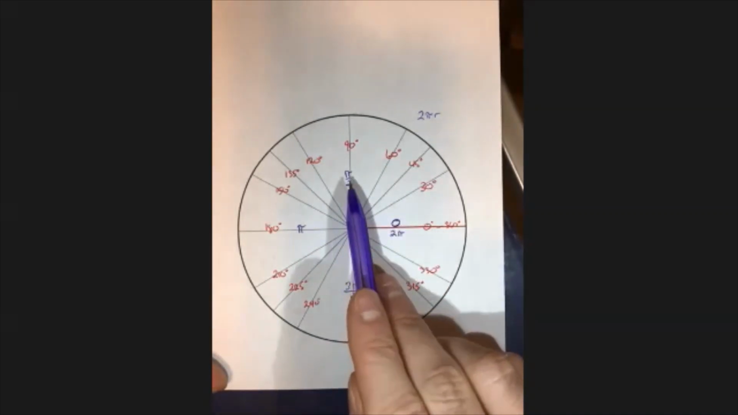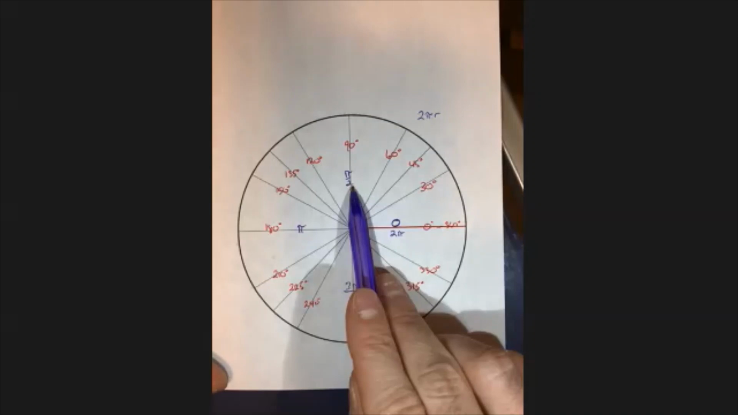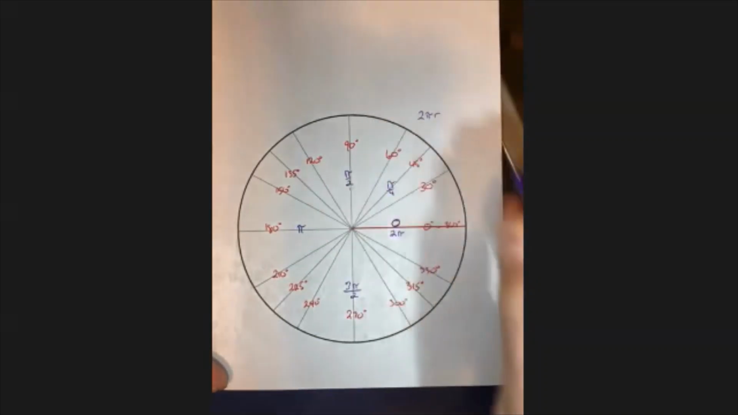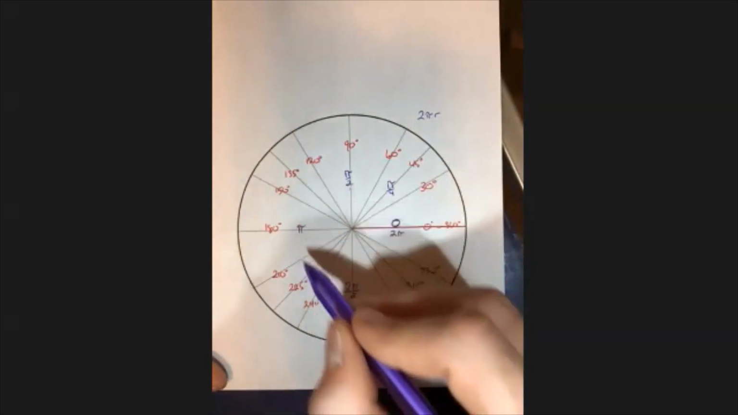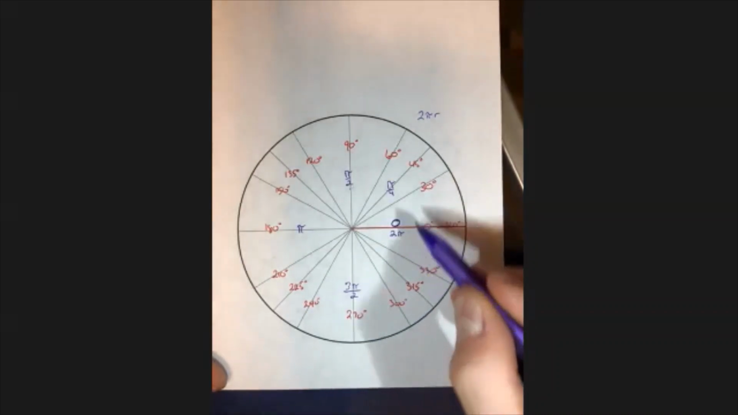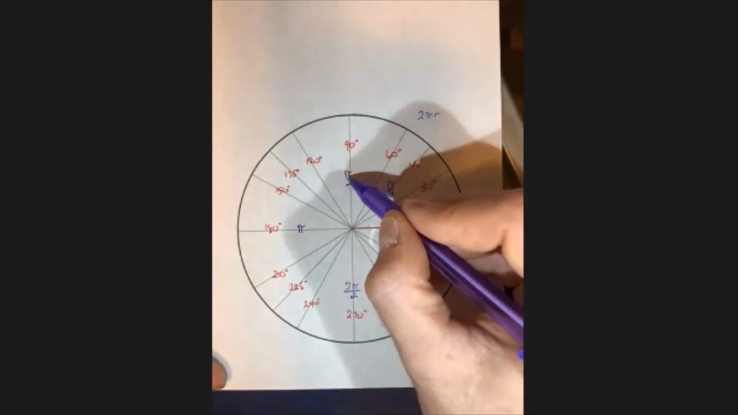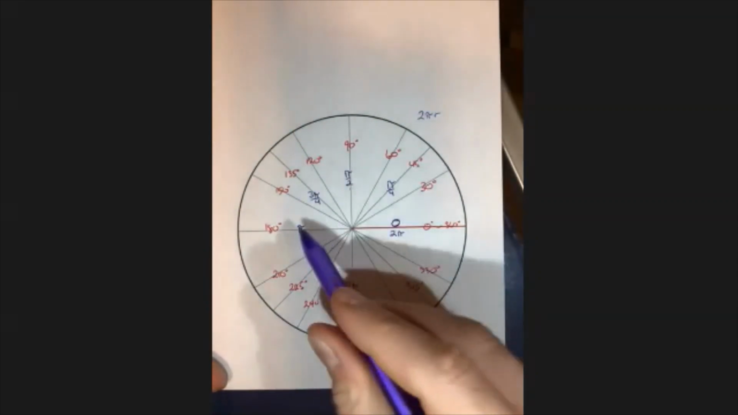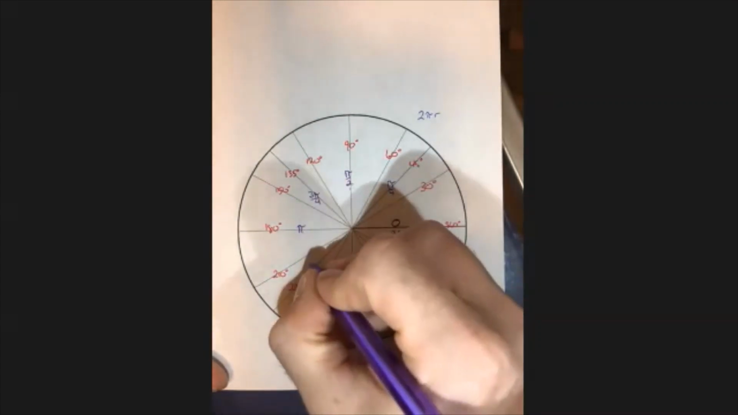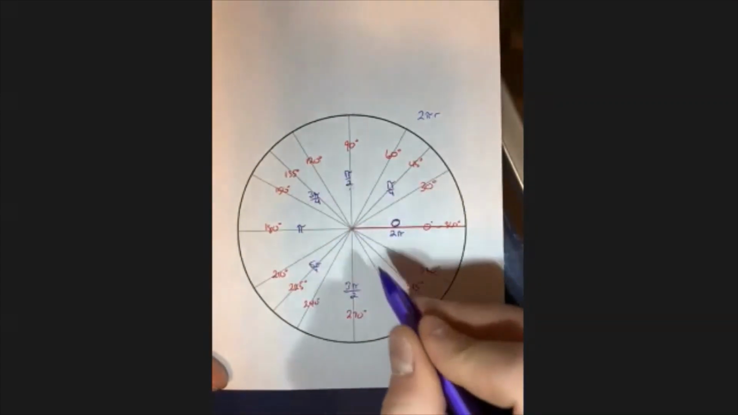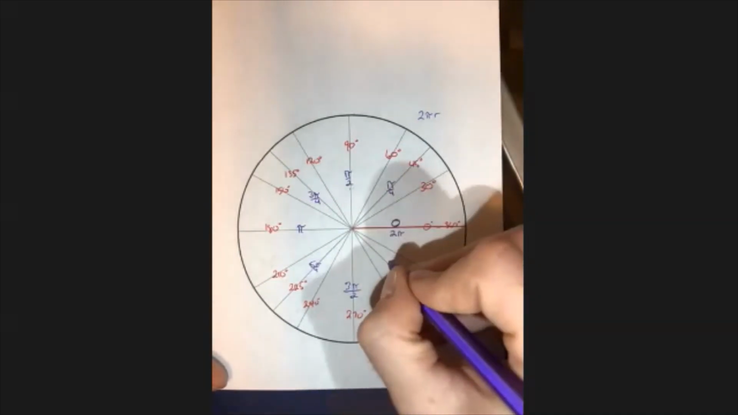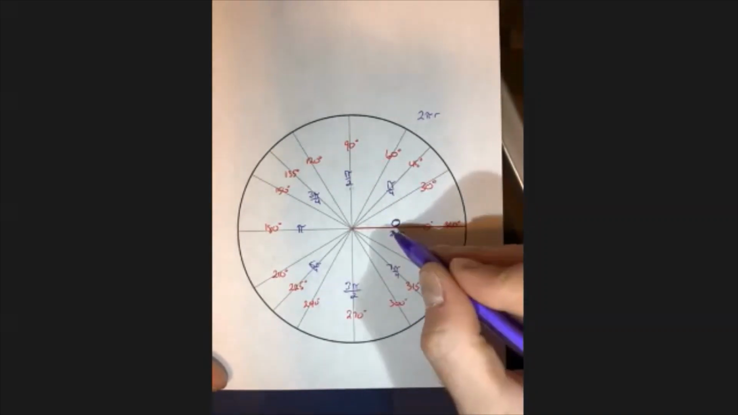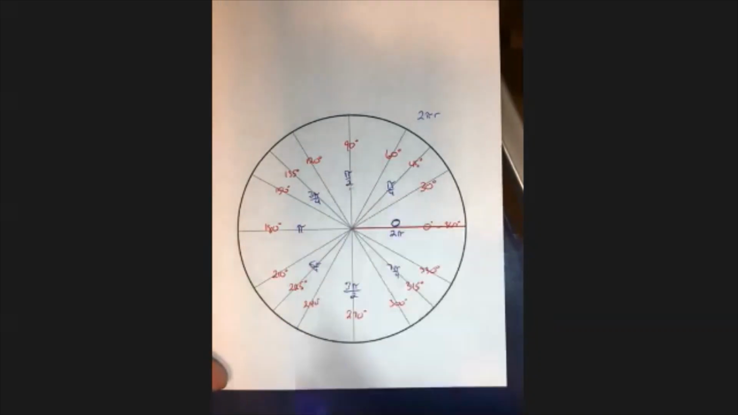If I have pi over 2, what is half of a half? A fourth. So I know half of my half is going to be pi over 4. And I'm going to count by pi over 4s for all of these 45-degree angles. So that's 1, that's 2, this would be 3 pi over 4, 4, 5 pi over 4, 6, 7 pi over 4, and 8 pi over 4. And 8 over 4 does reduce down to 2. So now we have our 45s set up.